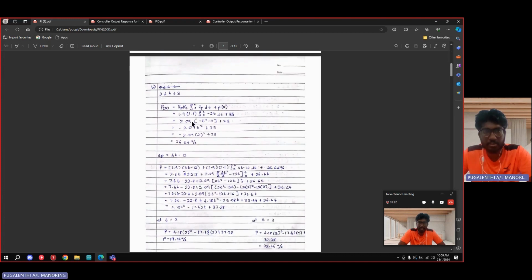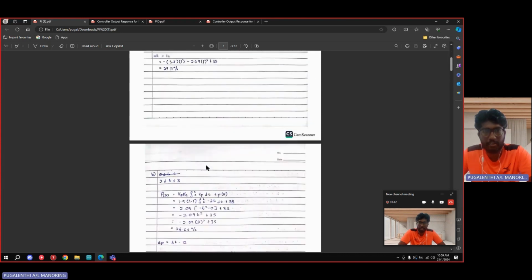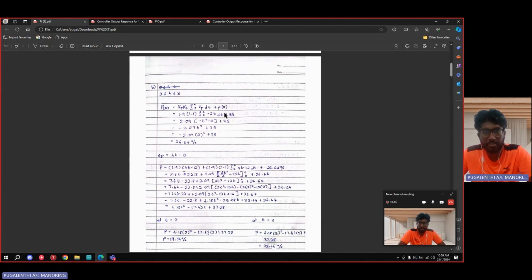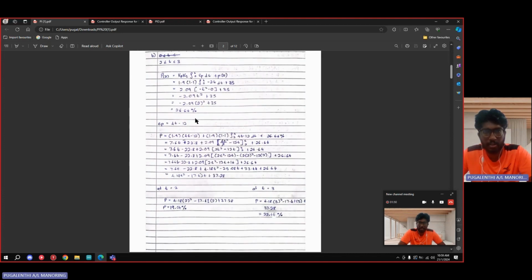But to find the next part, we need to find the P2 value, which is done by KP multiplied by KI multiplied by the integration of the previous EP, which is negative 2t, plus the previous P value, which is 35. So I got my new P, 36.64, which will be added to the formula.